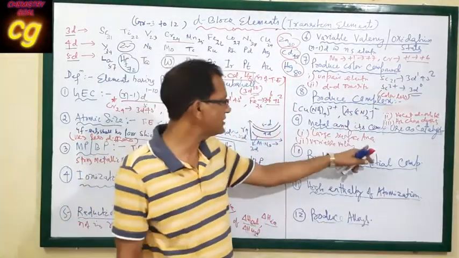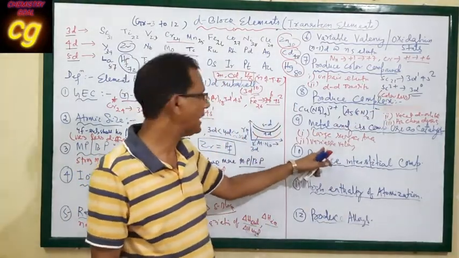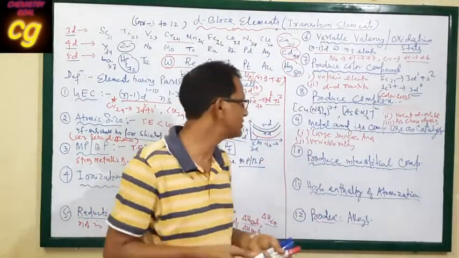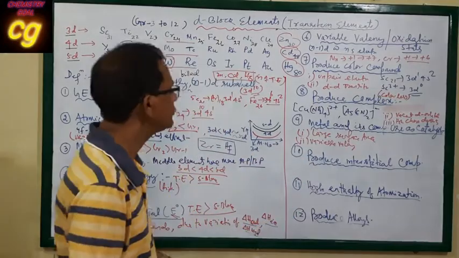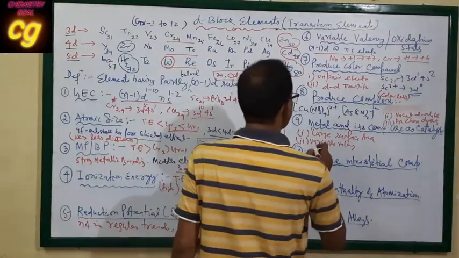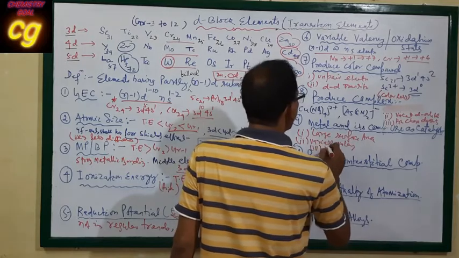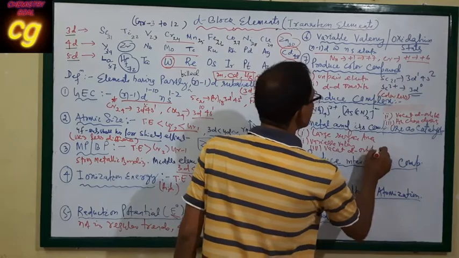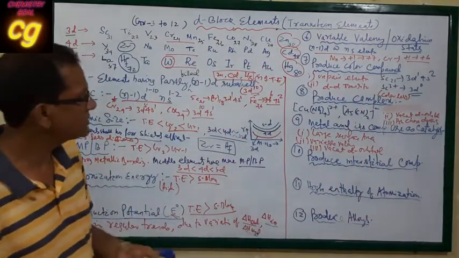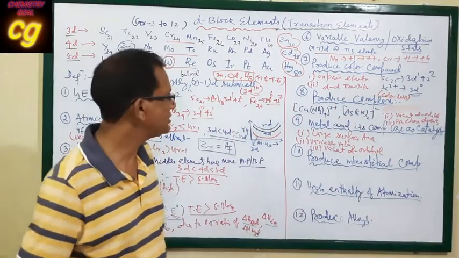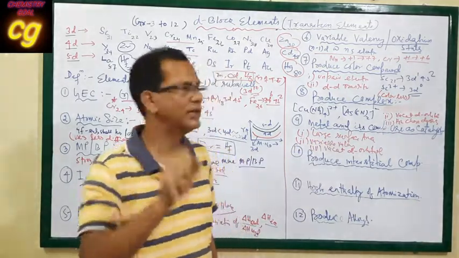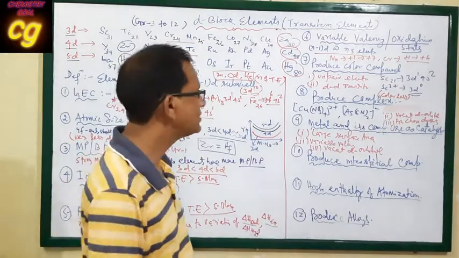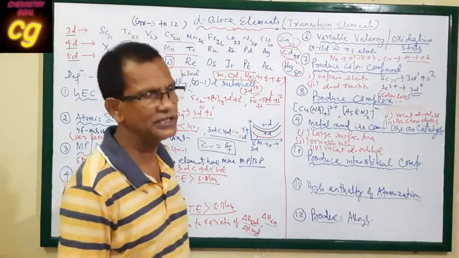But large surface area and variable valency, as the transition elements have large surface area and variable valency, you can write also vacant d orbital, right? Another thing also, vacant d orbitals. As they have vacant d orbitals, variable valency and large surface area, they produce complex compounds. That's why almost all transition elements are used as a catalyst.